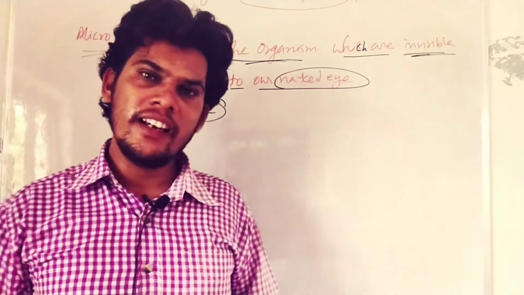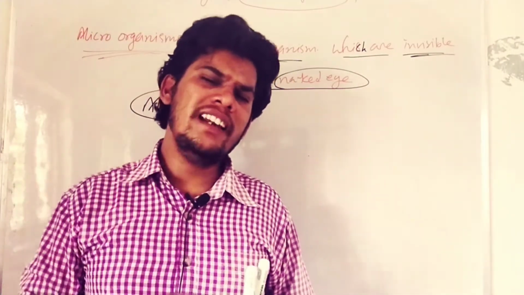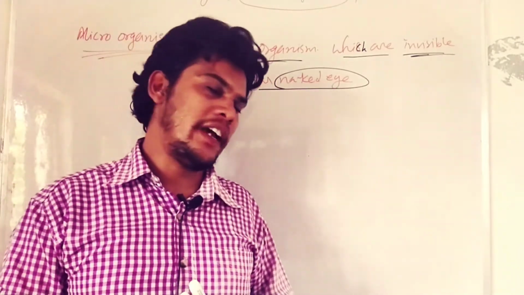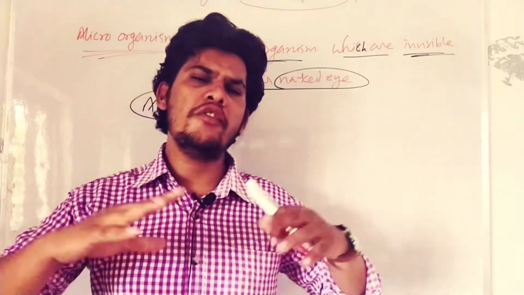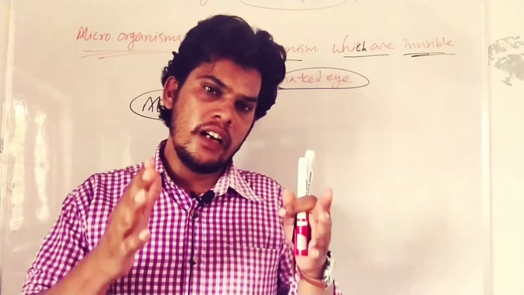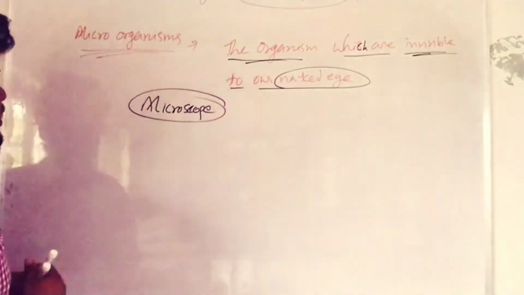Compared with the creatures on the earth which are visible to our eyes, very few are there compared to the number of microorganisms. Microorganisms are very numerous. The number of microorganisms is very huge. So look at this, dear students.